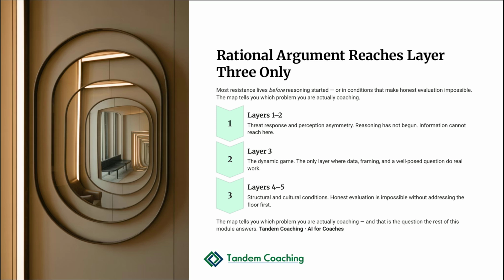You have the map now. 5 layers, 1 trap. The dividing line that matters is between pre-rational resistance, the conclusion arrived before the evaluation, and reasoned skepticism, where the client did the work. That distinction sets up everything in the next video.